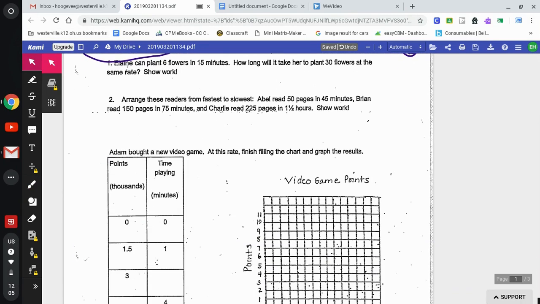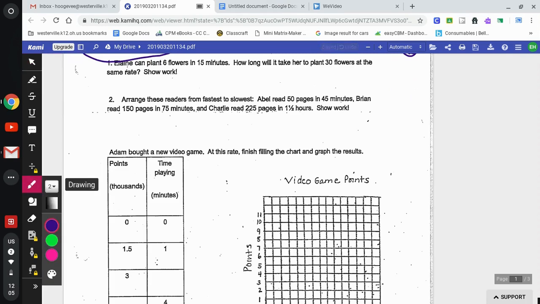So the first question is talking about Aileen. She can plant 6 flowers in 15 minutes. How long will it take her to plant 30? So we've talked about ratios for comparing two things. So I'm comparing 6 flowers, you can just call it F, to 15 minutes. M's. Make it as simple as you can. We always like to label so we know what we're comparing.